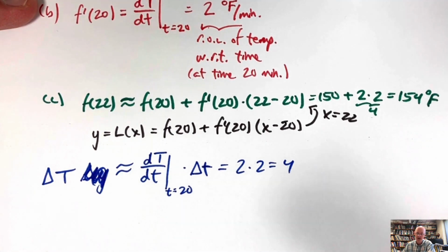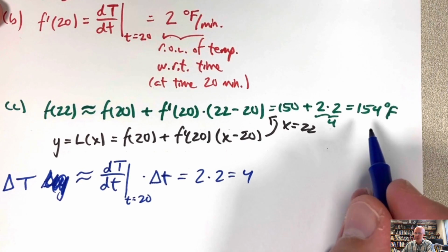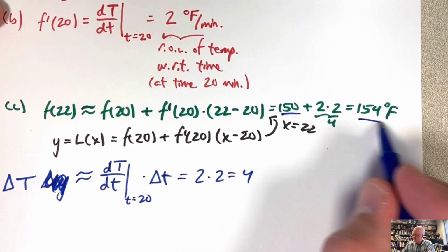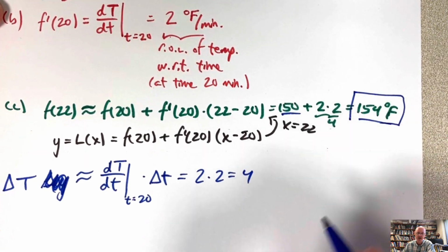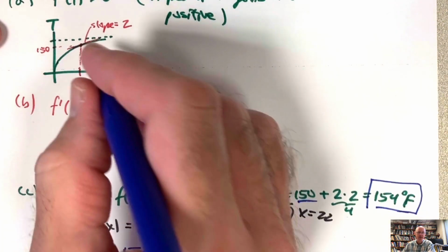It is positive. It's going up. It's heating up. And that's what we found. The temperature went up from 150 to 154. I now use that to say the final answer is, once again, 154 degrees Fahrenheit. Okay? But again, that's going to be a little bit too big.